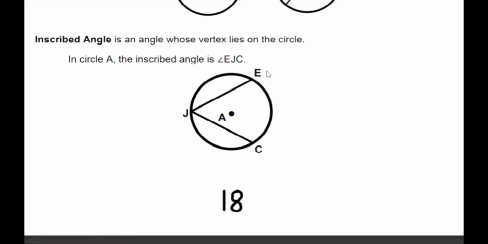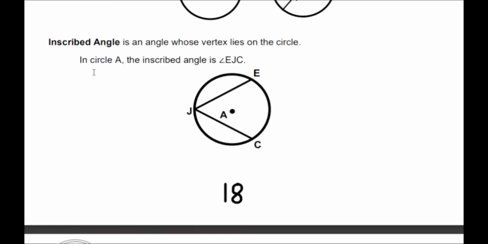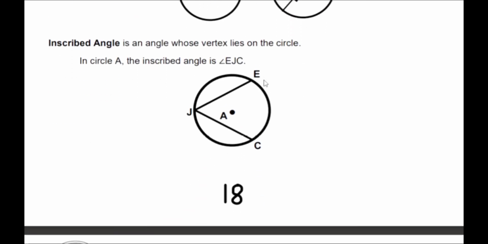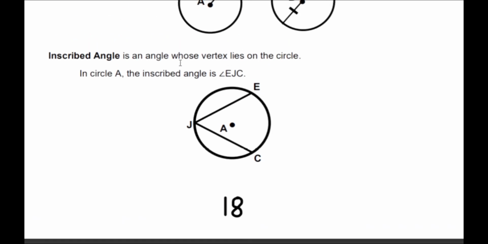Then we have the inscribed angle. It is an angle whose vertex lies on the circle. So in this circle, the inscribed angle is angle EJC. So the difference between inscribed and central angle: the vertex of the central angle is the center of the circle, but in an inscribed angle, the vertex lies on the circle.